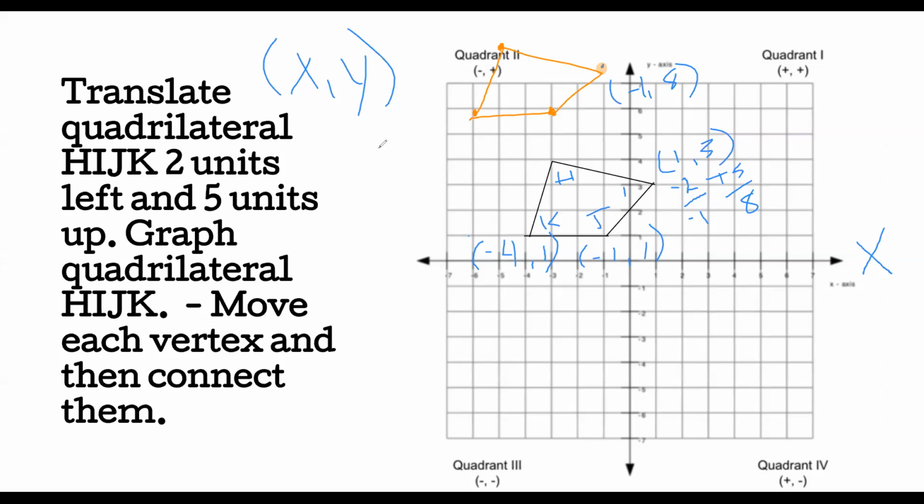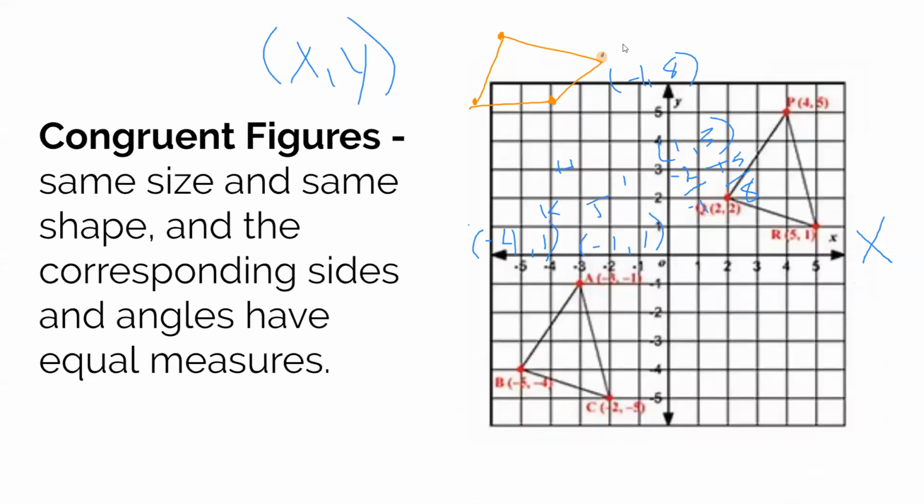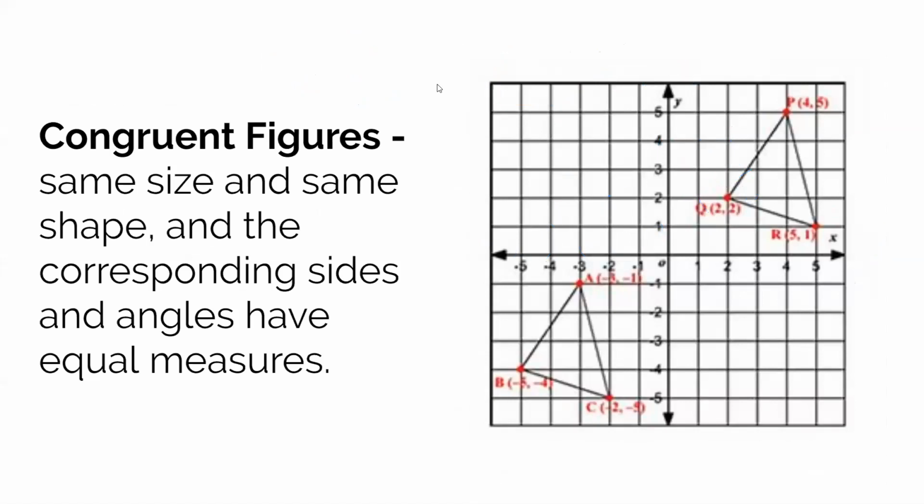Okay. So looking at this slide, and this is not an example, it's just to kind of show you, but you are working with congruent figures. So what you are making is a congruent figure. So you're moving one shape and putting another one on the same graph. So you are making a shape that is the same size, the same shape, and they have the same sides and angles and have the same equal measures.